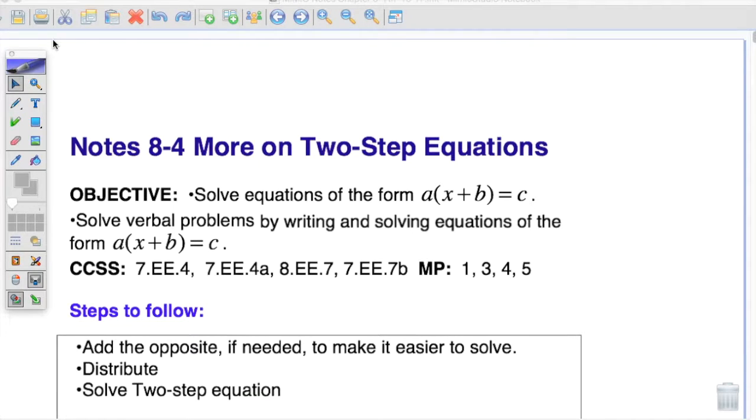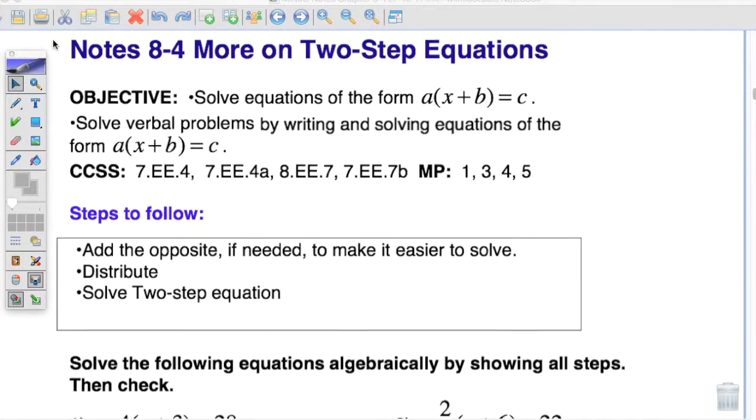This is notes 8-4, more on two-step equations. The objective is to solve equations of the form a times, in parentheses, x plus b, is equal to c. Solve verbal problems by writing and solving equations of the form a times the sum of x plus b is equal to c. The Common Core state standards are listed in the mathematical practices.